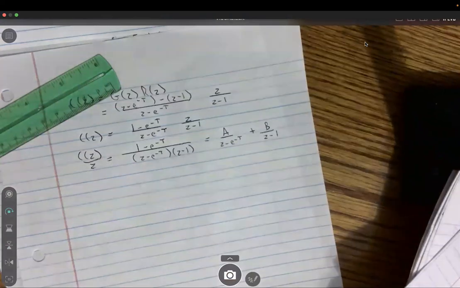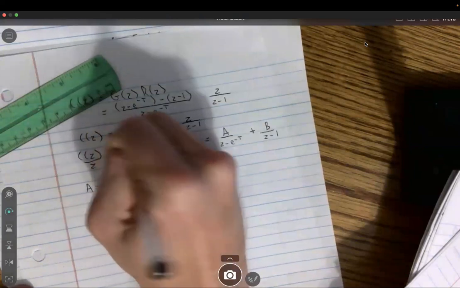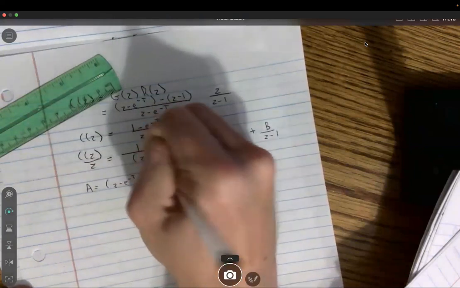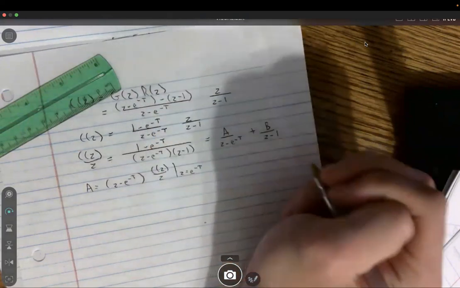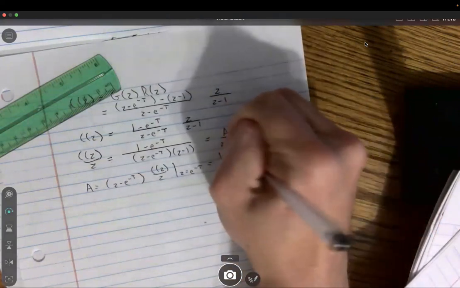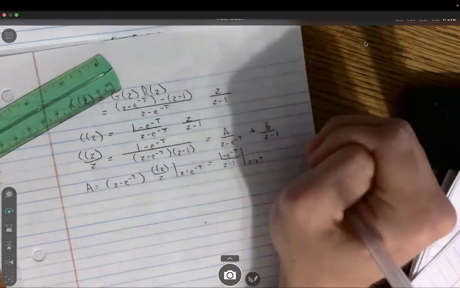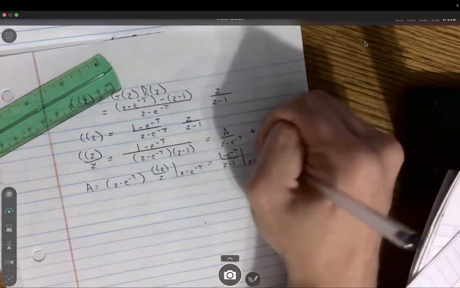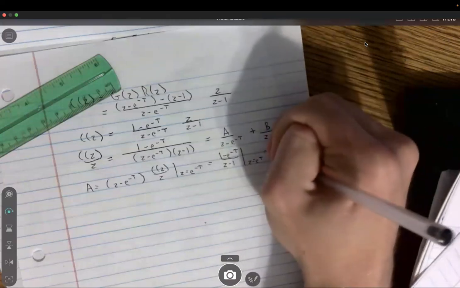Now, looking at this, we're going to have to solve for A and B. So A is equal to z minus e to negative t, and then C of z all over z, plugging in for z equal to e to the negative t, okay? So now solving for this, we're going to get 1 minus e to negative t all over z minus 1, plugging in for z equal to e to the t. And so then what we're going to get here is 1 minus e to negative t all over e to the t minus 1.